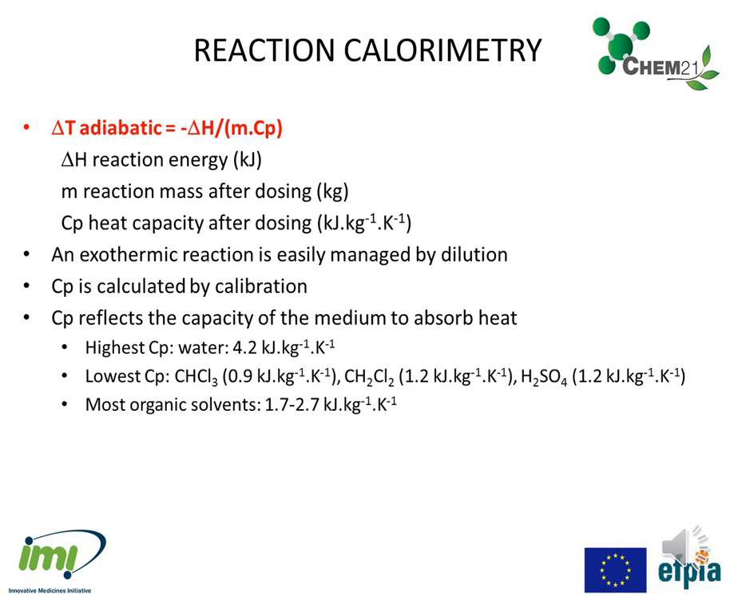The specific heat is obtained by calibration. It reflects the capacity to absorb heat. Water has the highest Cp, 4.2 kJ per kilogram and Kelvin. The chlorinated solvents have the lowest Cp, chloroform 0.9, dichloromethane 1.2. This is another good reason to avoid chlorinated solvents. Note that sulfuric acid also has a low Cp. Most organic solvents have a Cp between 1.7 and 2.7 kJ per kilogram and per Kelvin.